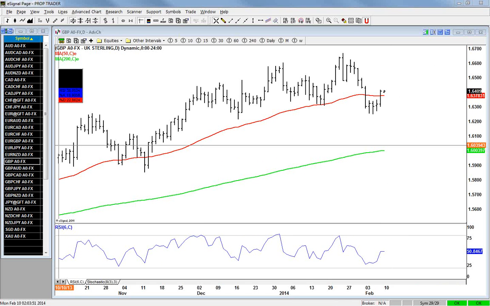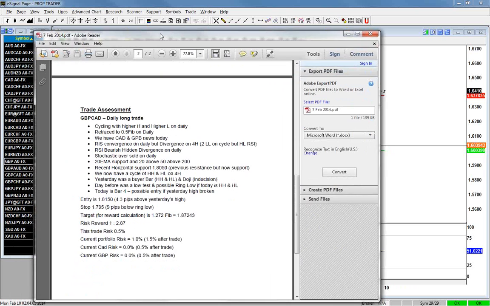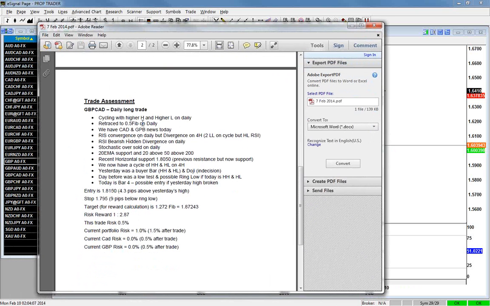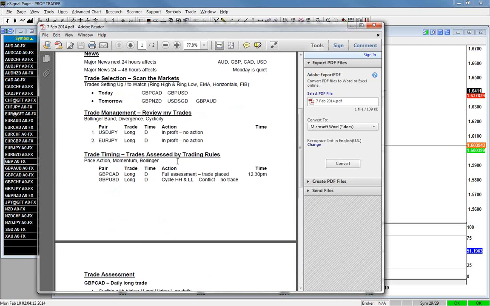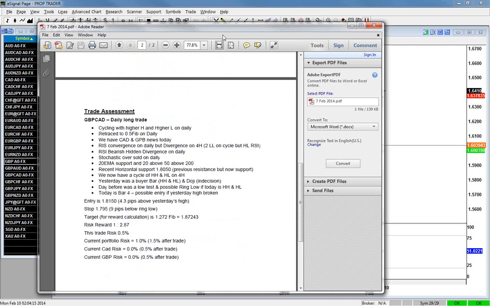this one came in Friday afternoon. Pound CAD daily long trade. Cycling higher with higher highs, chased to the fib. Have you got the chart here? You don't? Okay, I'll go and have a look at it.